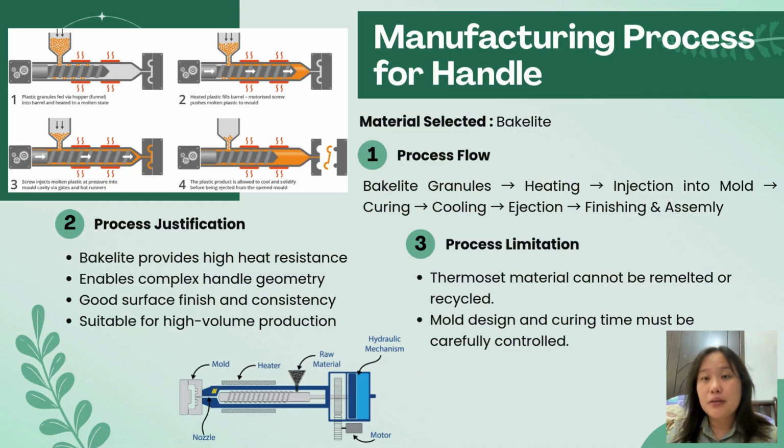Injection molding allows complex shapes, consistent quality, and good surface finish. Bakelite is chosen due to its high thermal resistance. A limitation of this process is that thermoset material cannot be remelted or recycled, and curing conditions must be carefully controlled.